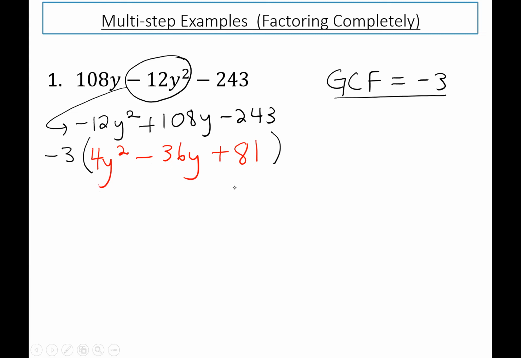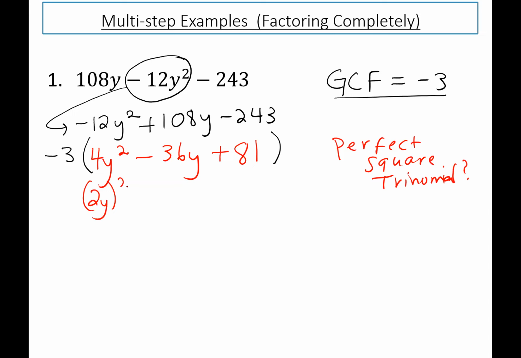We've just been working on perfect squares, so let's see if we can use that to our advantage. Is this a perfect square trinomial? Let's find out. Here's how we can be sure of that. Let's check that the first term, 4y squared, is equal to something squared, that's equal to 2y squared. The last term, 81, is equal to 9 squared. We just need to check that middle term.